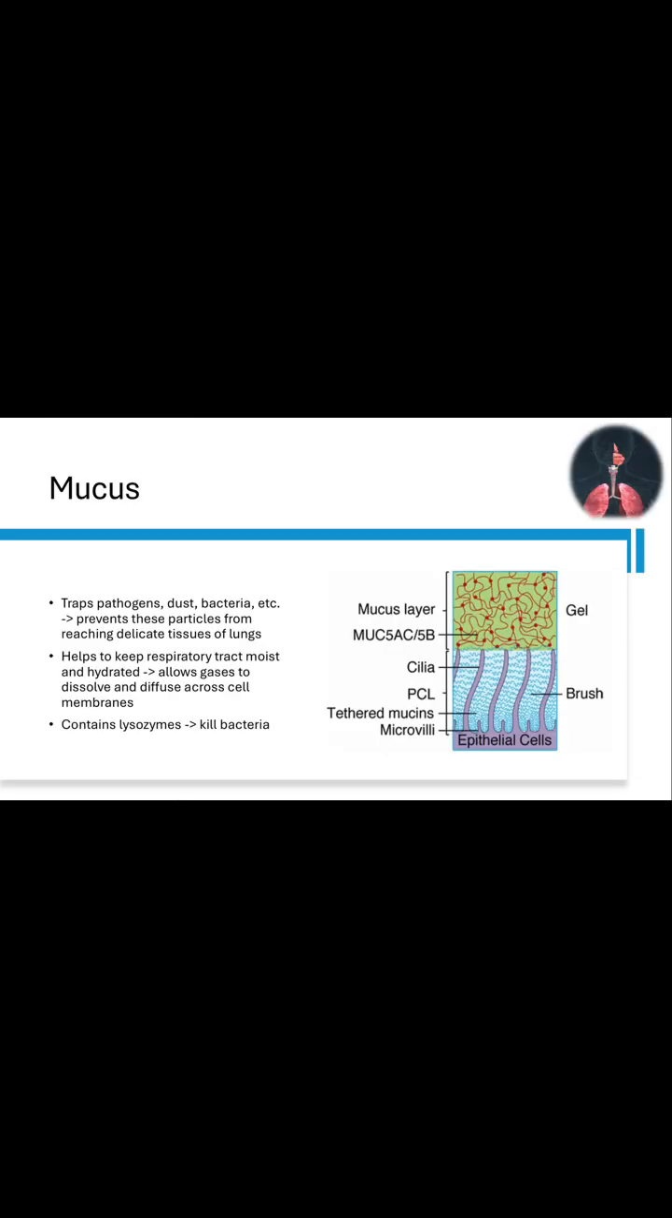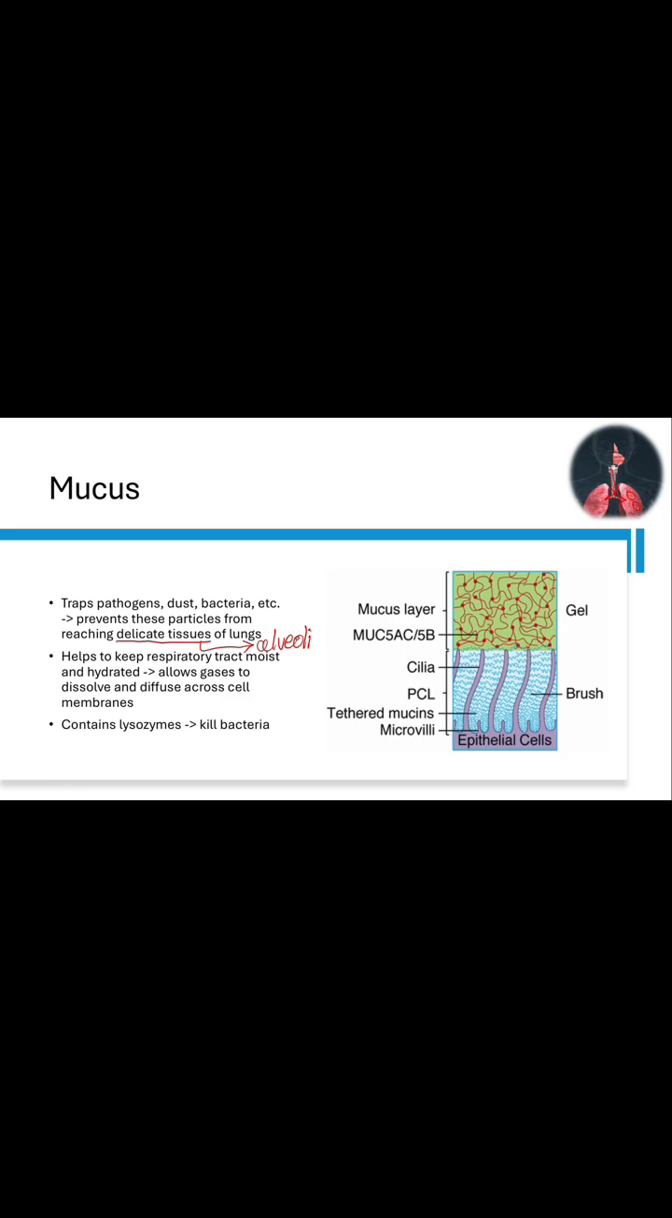Moving on to the mucus. So we have a consistent layer of mucus coating the inside of our throat, which is also known as the lumen. This mucus traps pathogens, dust, bacteria, and other harmful particles, and prevents them from reaching delicate tissues in the lungs. These delicate tissues are mainly the alveoli. And that is why, as you go further down the gas exchange system, you will get less and less mucus present, because within the alveoli, we no longer want any risk of infection.